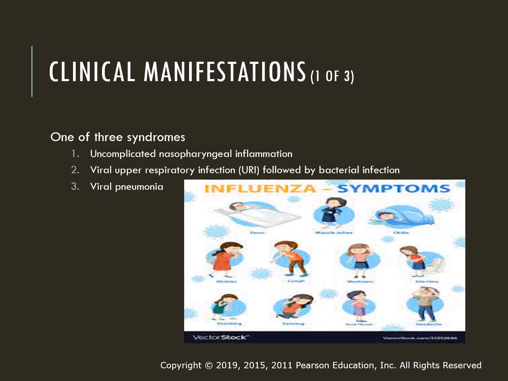So what are your clinical manifestations? Look on page 609, and you will see the clinical manifestations of the influenza. And it gives you the nasopharyngeal inflammation, upper respiratory, viral, Reye syndrome, and Guillain-Barré. Please read over that. Infection with influenza viruses produces one of 3 syndromes: uncomplicated nasopharyngeal inflammation, viral upper respiratory infection followed by bacterial infection, or viral pneumonia.